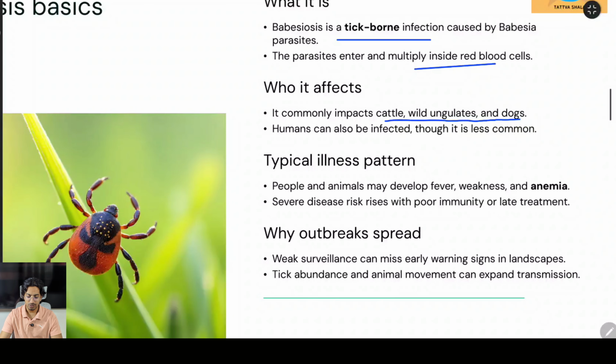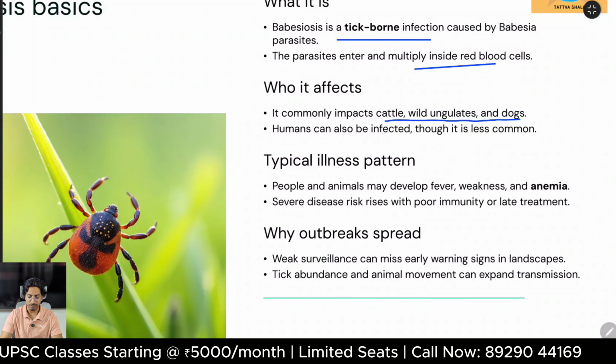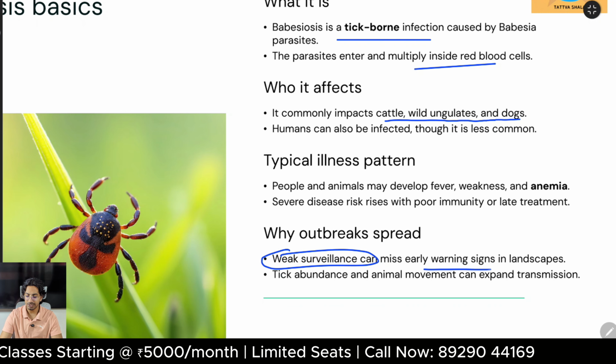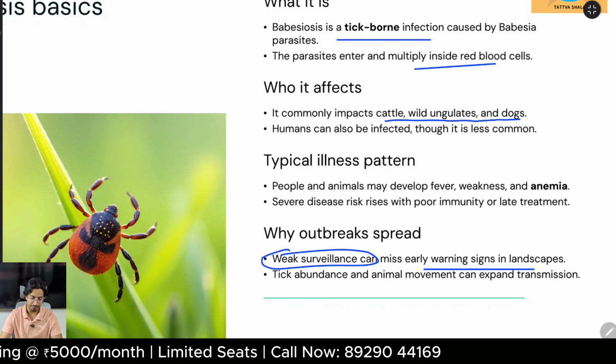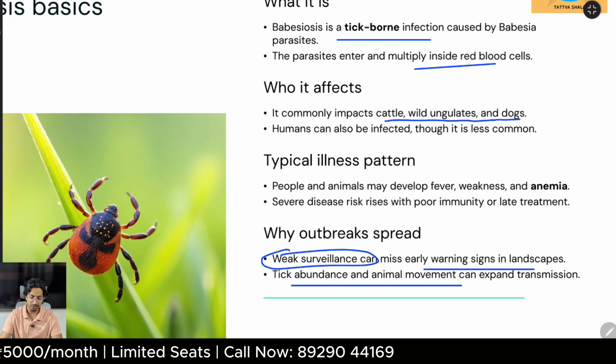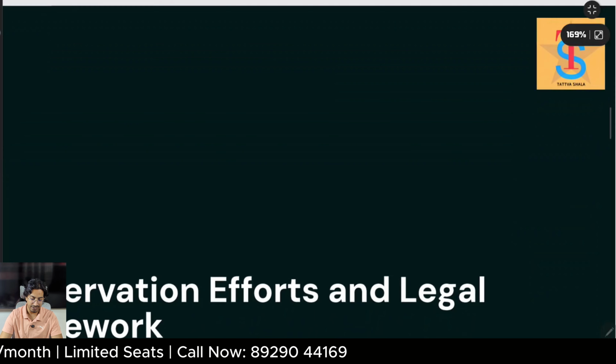The newspaper cutting. So why does the outbreak spread? Weak surveillance can miss early warning signs. And tick abundance and animal movement can expand transmission. So this was about the news. Let's see the conservation efforts and legal framework.